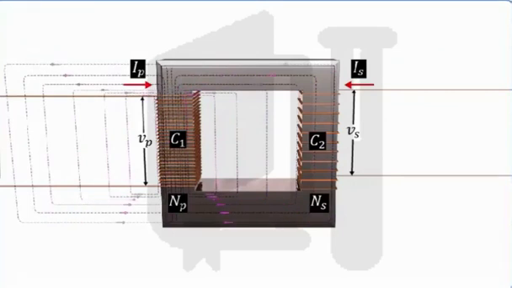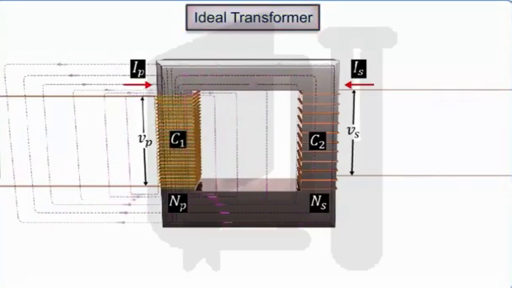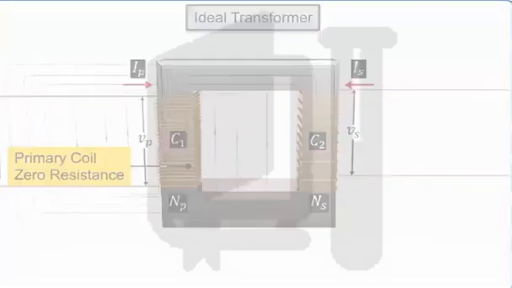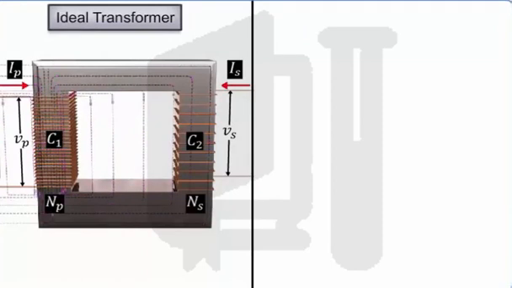Let us consider the case of an ideal transformer, where the primary coil has negligible resistance and all the magnetic flux in the core links both the primary and the secondary windings. In such a case, the energy losses in the transformer and the core are zero. Then, due to mutual induction, the induced EMF or voltage in the secondary coil, ES, is directly proportional to the number of turns Ns in it.